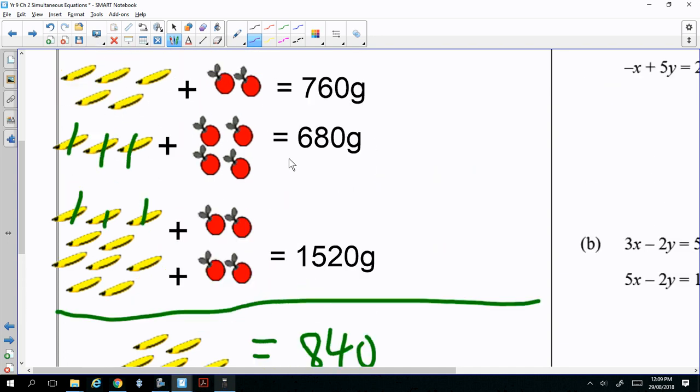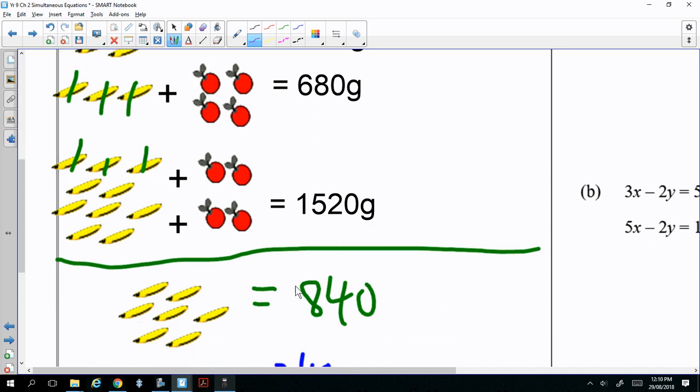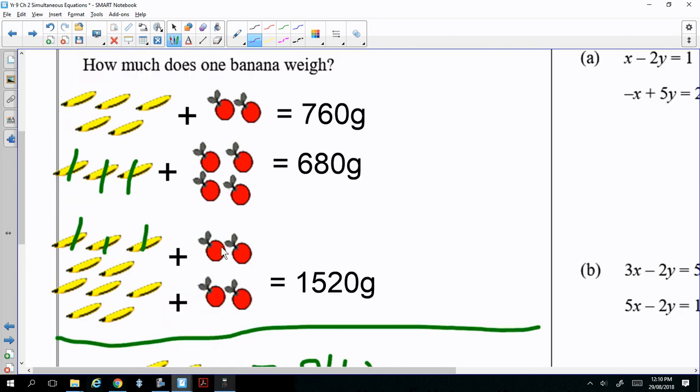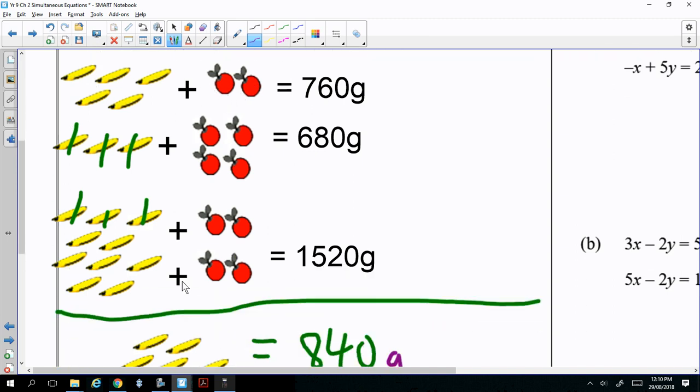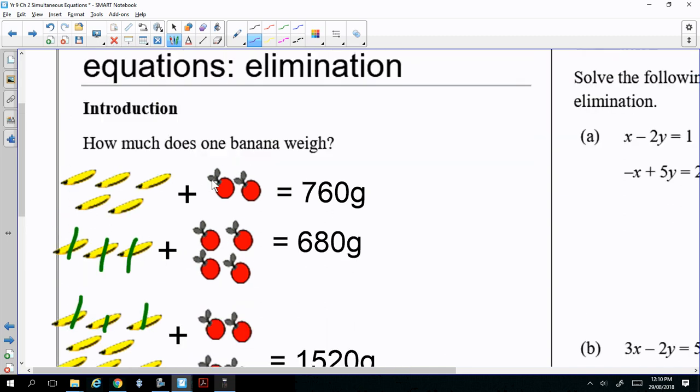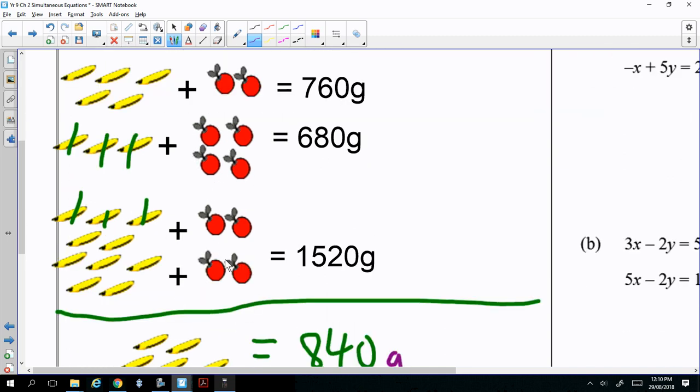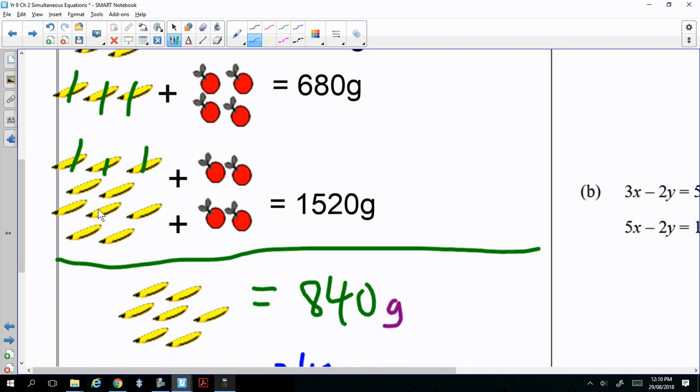Now, can you see that if I subtract these two, the extra weight is due to the bananas. The extra 7 bananas contribute 840 grams. Does that make sense? Because both of them have 4 apples. Before, I can't compare them because that's got 2 apples, that's got 4 apples. That's got 3 bananas, that's got 5 bananas. So I have to double the first one in order to compare these two, right? That's a lot of bananas. So I doubled this one so that both of them have got 4 apples. So now the extra weight is due to the 7 extra bananas.